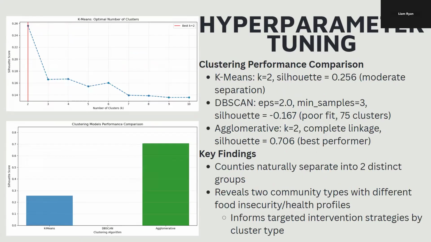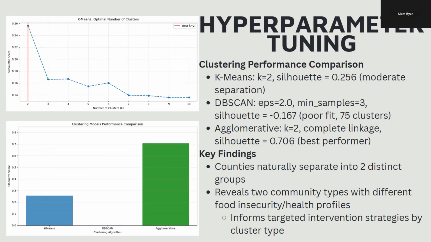communities. We tested 3 clustering algorithms to identify natural county groupings: k-means, which was optimal at k equals 2 with a silhouette score of 0.256, dbScan, which produced a negative silhouette score of negative 0.167 and 75 fragmented clusters, which wasn't suitable for the data, and agglomerative, which was the clear winner with a silhouette score of 0.706 using k equals 2 and complete linkage. This high score indicates well-separated and meaningful clusters.